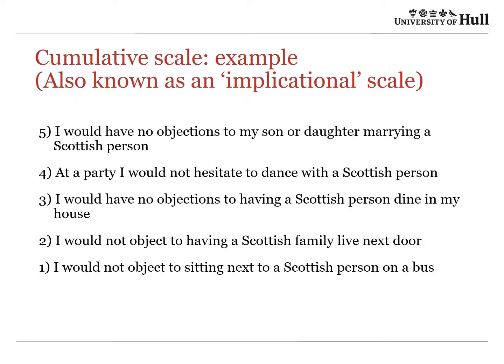However, somebody who scored 1 would score only on "I would not object to sitting next to a Scottish person on a bus", but wouldn't score on any of the other items. Therefore, the person with the lower score would be more prejudiced against Scottish people than somebody who scored 5.